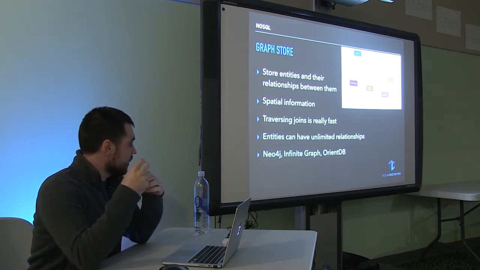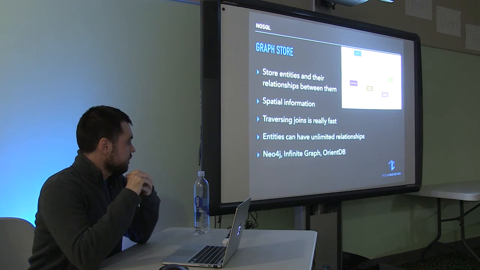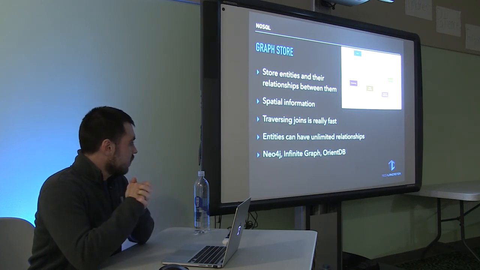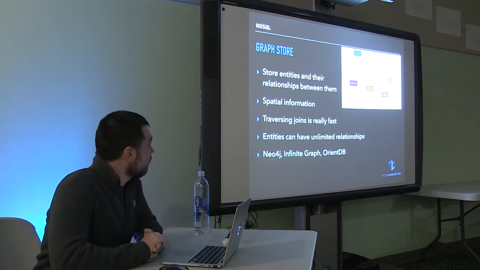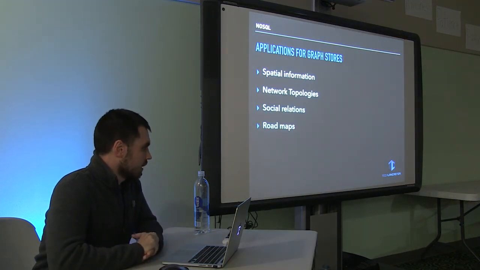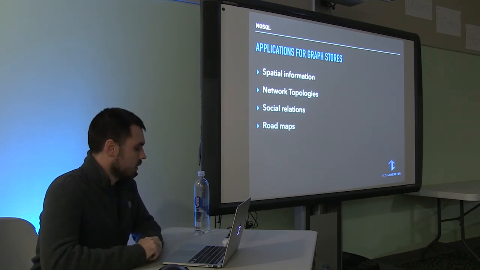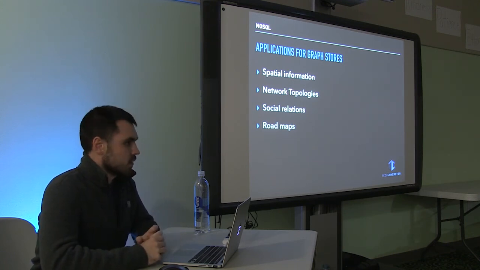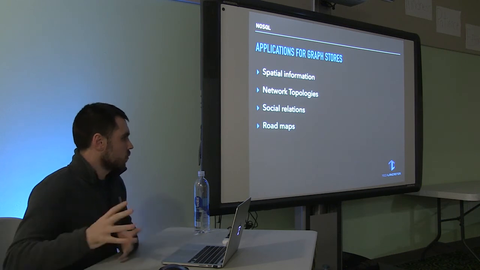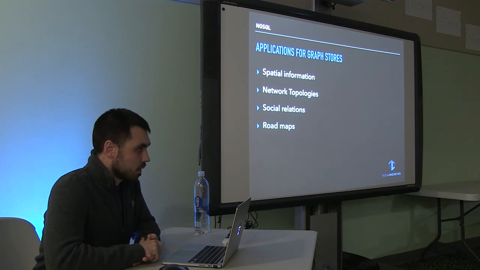You can get right to the data that you need really quickly because of the amount of relationships you can have on an entity. And some of the big players in this are Neo4j, Infinite Graph, and OrientDB. Google Maps runs off of this spatial kind of storage. You can store things that are not necessarily easily transcribable to a one-dimension data structure, like social relationships and network topologies, things like that.